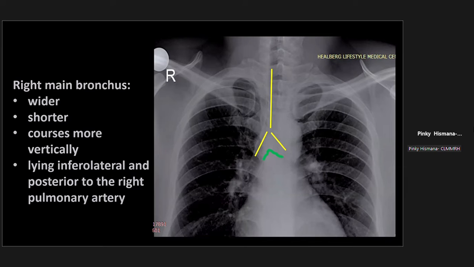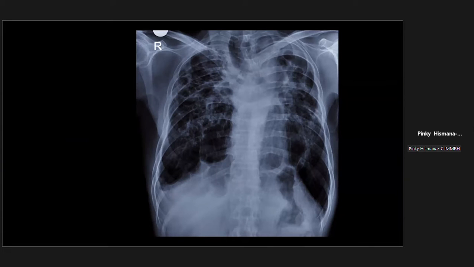So as we mentioned before, the right main bronchus is usually wider and shorter. But what's important to know, actually, the difference between the right and the left main bronchus is that the right main bronchus is never higher than the left main bronchus. When the right bronchus is higher than the left main bronchus, that means there's a pathology, or usually we have a case of right upper lung atelectasis, which resulted in the elevation of the right main bronchus.